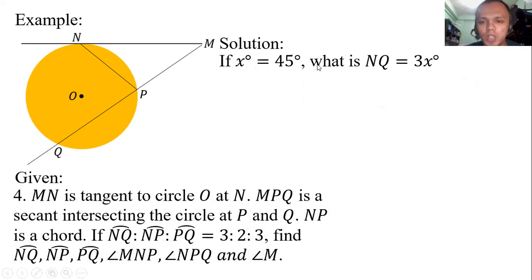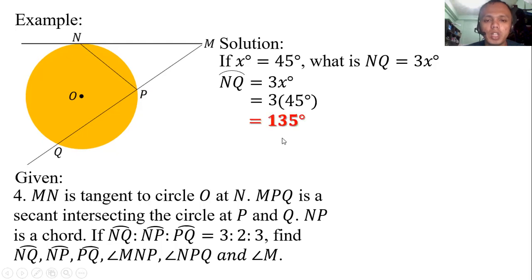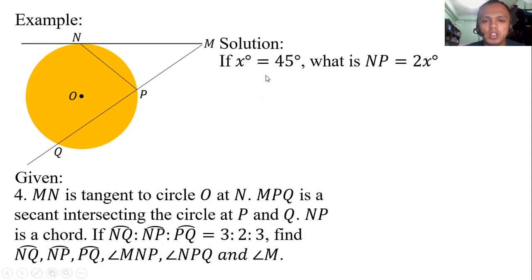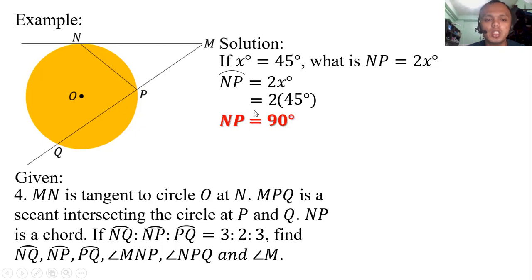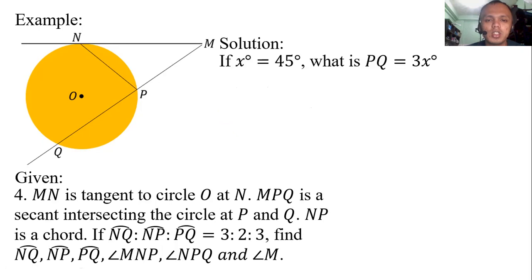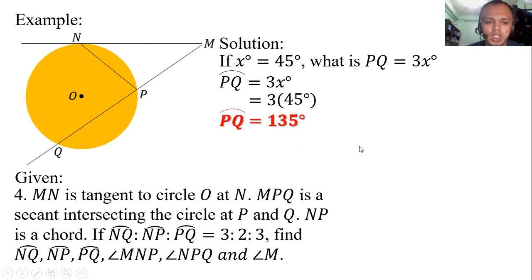Okay? Now, since your x is 45 degrees, what is your NQ? Isa-isahin na natin. Si NQ, substitute your x to 45, 3 times 45 is equal to 135 degrees for your NQ. Next, if your x again is 45, what is your NP? Substitute your x to 45, 2 times 45, we have 90. So your NP here is 90. Next, again, your x is 45. What is your PQ? Your PQ here is 3x degrees. Substitute your x to 45. 3 times 45 is equal to 135 degrees.